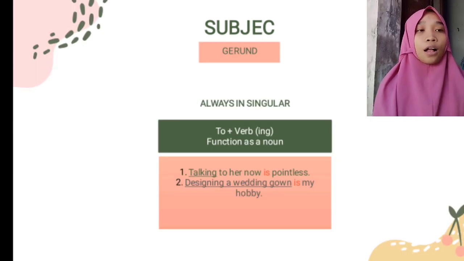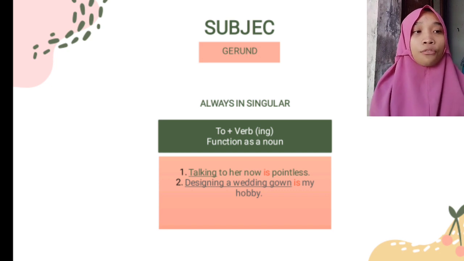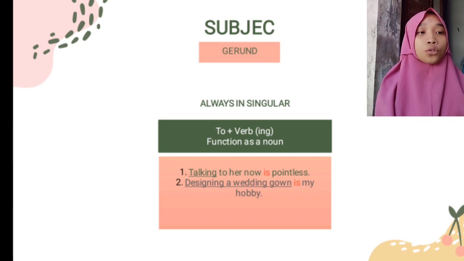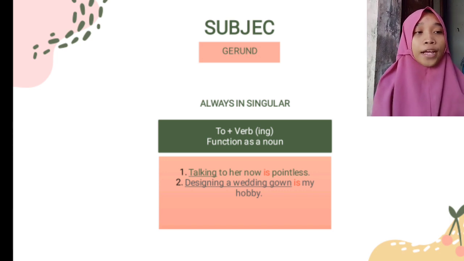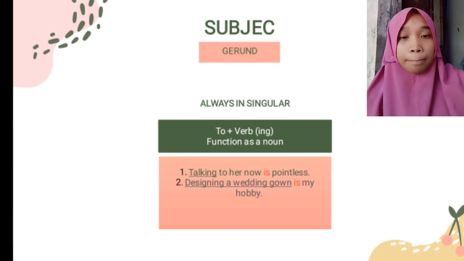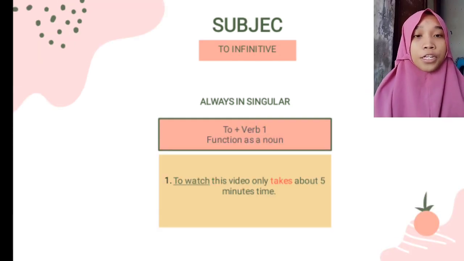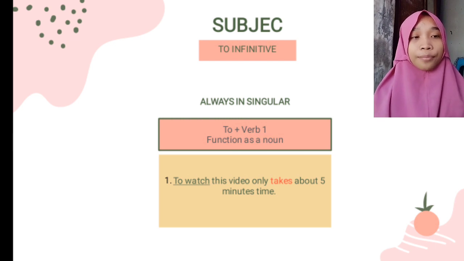Subject gerund, always singular, verb plus ing, functions as a noun. Example, talking to her now is pointless. Designing a wedding gown is my hobby. Subject to infinitive, always singular, to plus verb 1, functions as a noun. Example, to watch this video only takes about 5 minutes time.